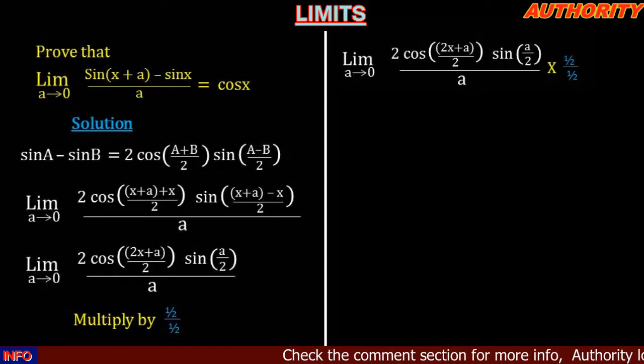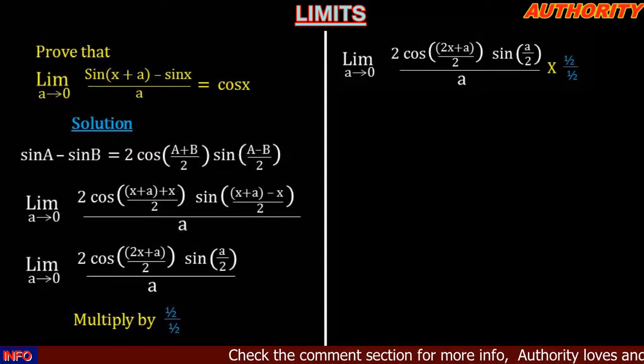You get it, right? That means our numerator is multiplied by 1 all over 2, and our denominator is multiplied by 1 all over 2. So in our numerator we see 2, cos (2x plus a) all over 2. So this 2 multiplied by 1 all over 2 is going to give us 2 all over 2, and 2 all over 2 is equal to 1.